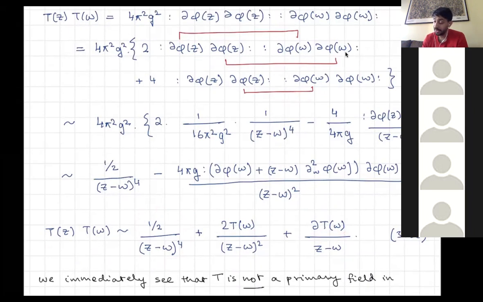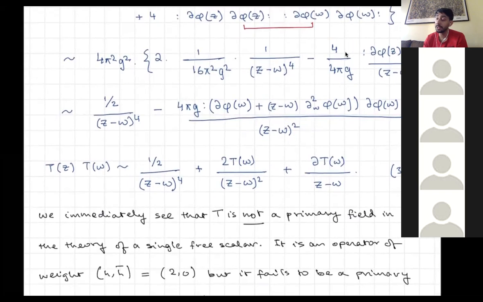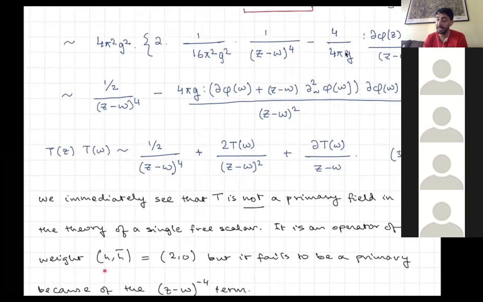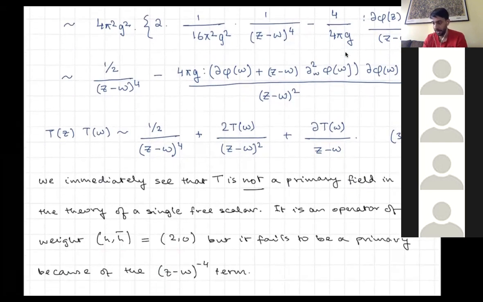At the outset, if this term would not have been there, then this is just a primary of weight 2, right? Since you have a factor of 2 which sits here. But this term is there, so this is no longer a primary, okay? So we immediately see that T is not a primary field in the theory of a free scalar. It is an operator, however, with weights h and h bar equal to 2 and 0, but it fails to be a primary because you have this term out here. Okay, so this is a very important thing. All right.